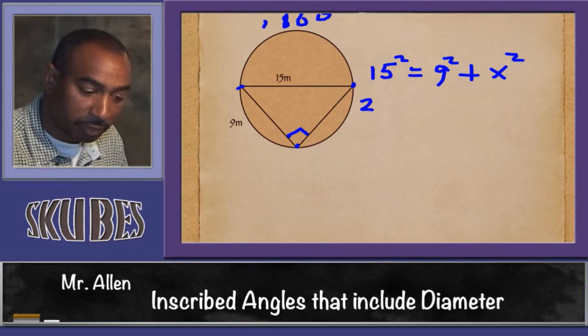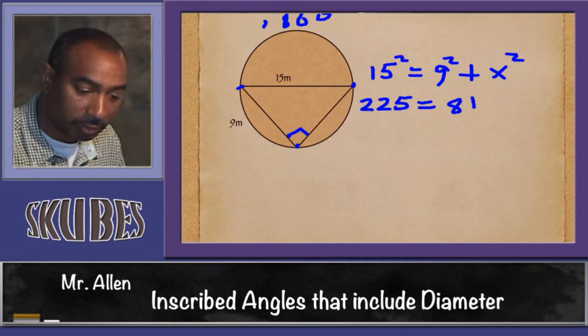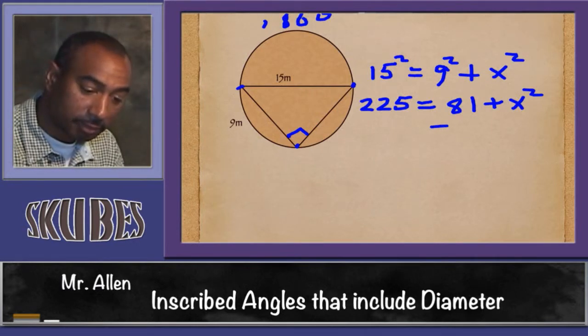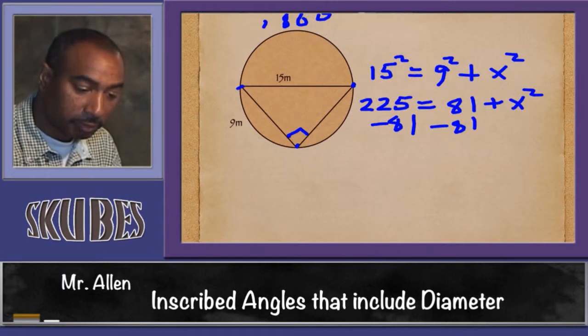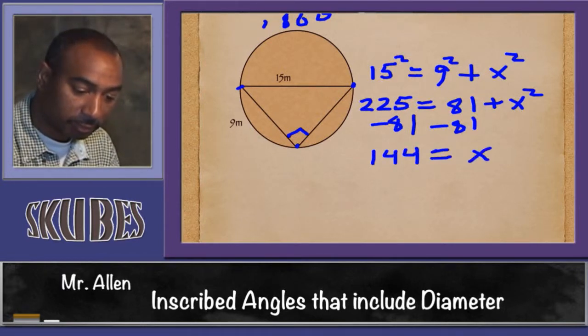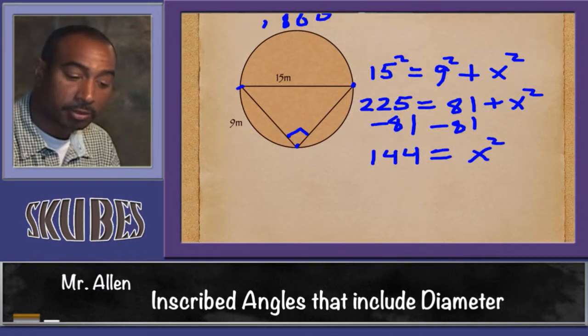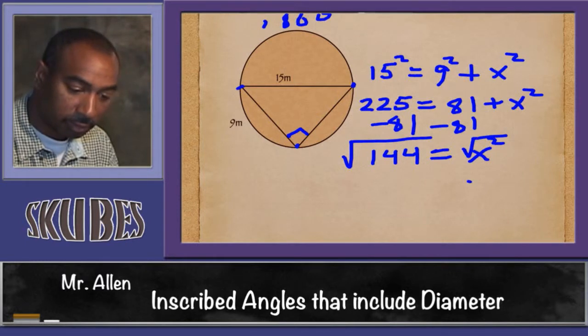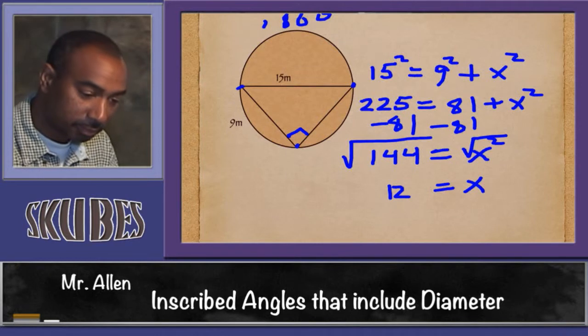So I get 225 equals 81 plus x squared. You're going to subtract 81 to both sides. So you get 144 equals x squared. Now you take the square root to both sides. Therefore, my missing length is 12 meters.